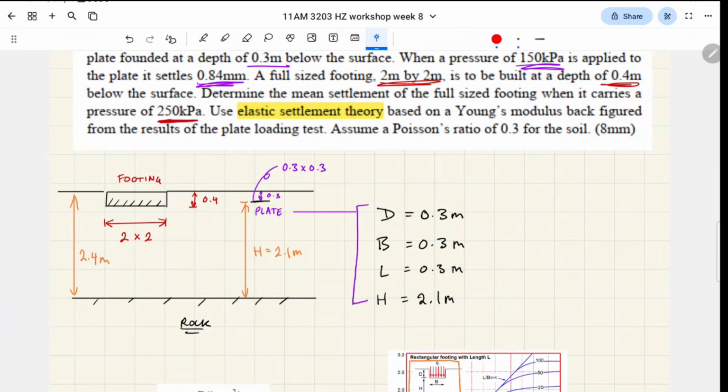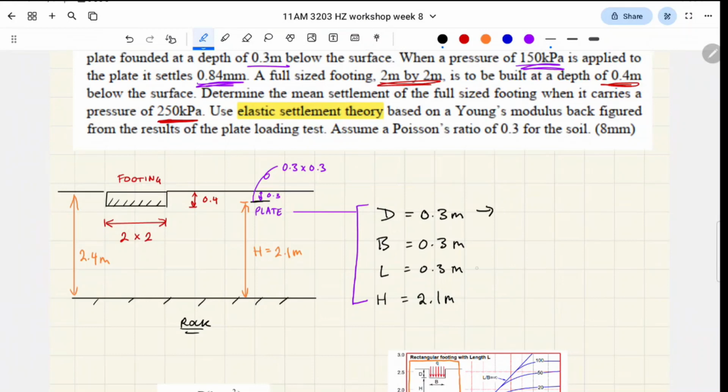Okay, so what's H? H is kind of new. H is the distance from the base of the footing, or in this case, the plate, to our rock layer. We're told that the entire sand layer is 2.4 meters tall, and so the depth from the base of our plate to that rock layer is going to be 2.1 meters because we know that the plate is 0.3 meters into the ground, right? Make sense? That's our H value, okay? We're going to be using H throughout this whole workshop, so just make sure you understand that, right?